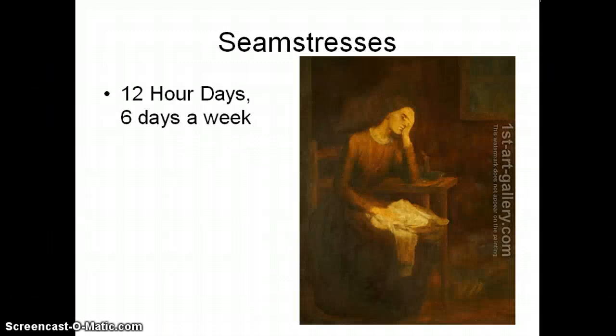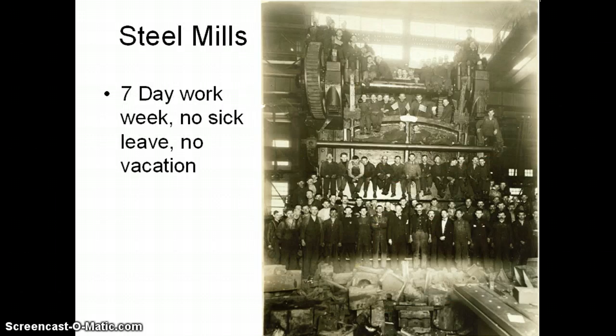The relationship between employers and employees in the late 19th and early 20th century was characterized by exploitation. Women working as seamstresses averaged 12-hour workdays, 6 days a week. Steel mill workers worked 7 days a week with no vacation, no sick time, no unemployment insurance, and no vacation.